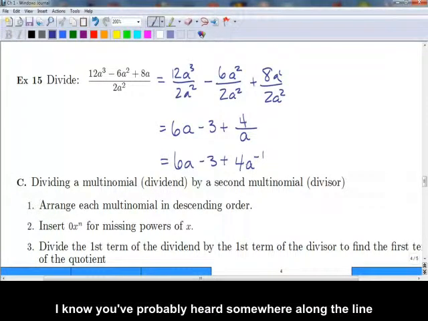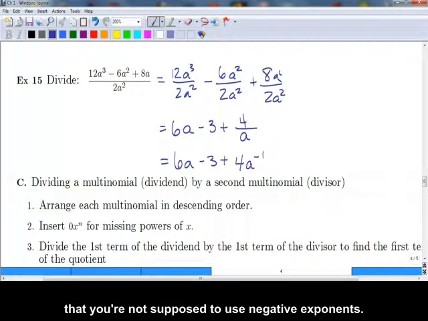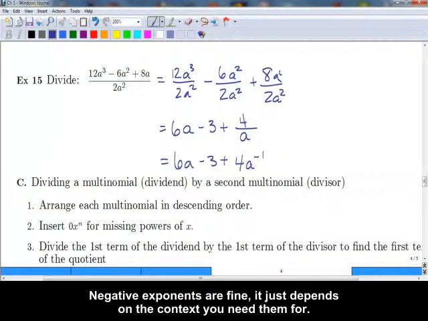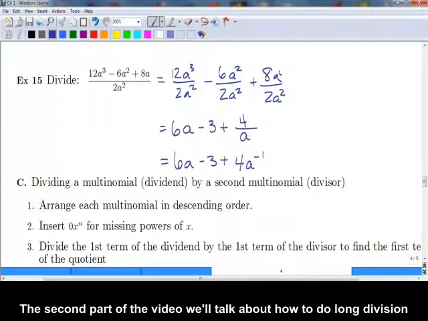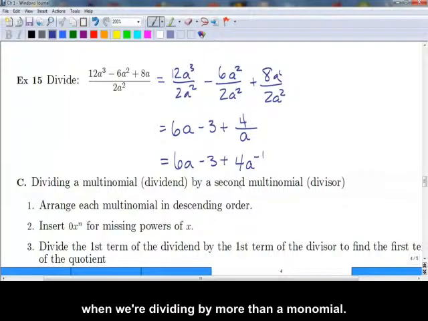I know you've probably heard somewhere along the line that you're not supposed to use negative exponents. Negative exponents are fine. It just depends on the context you need them for. So this concludes the first part of the video. In the second part of the video we'll talk about how to do long division when we're dividing by more than a monomial.